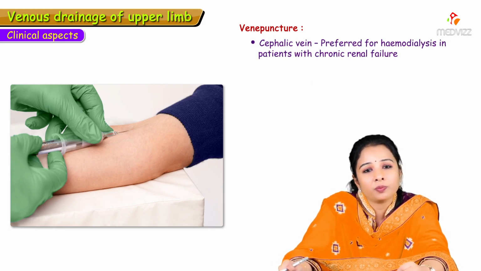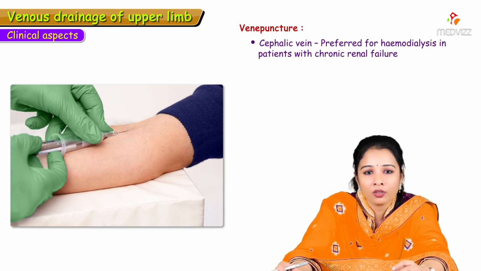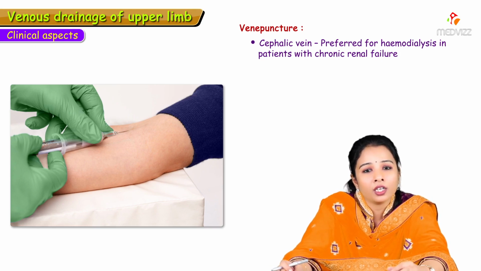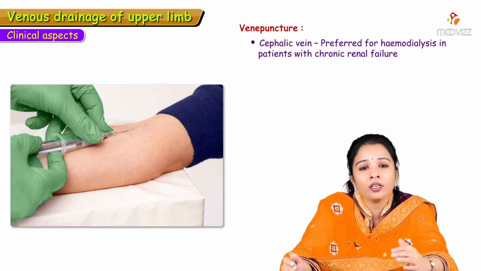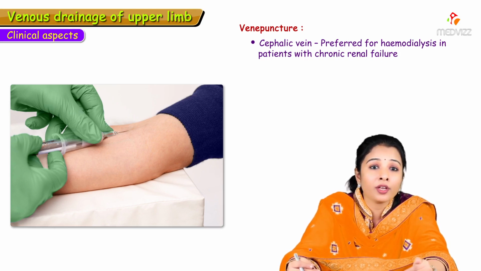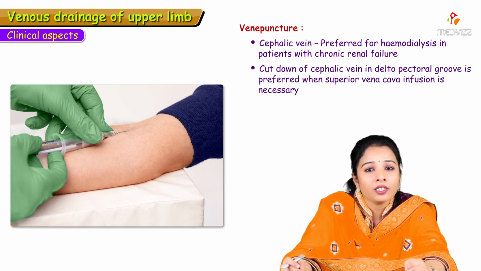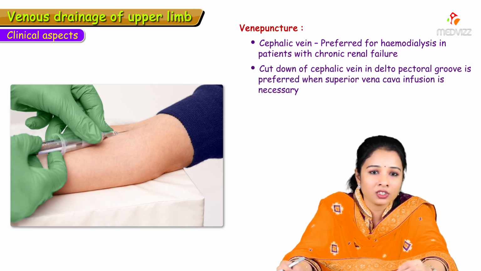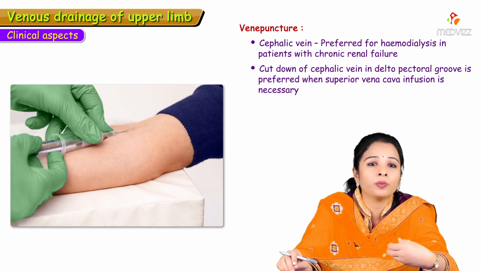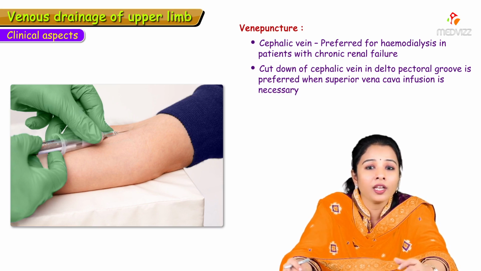The cephalic vein is preferred for hemodialysis in patients with chronic renal failure, that is kidney failure. They undergo hemodialysis where the waste products are removed from the blood. So for this procedure, the vein of choice is the cephalic vein. The cut down of the cephalic vein in the deltopectoral groove is preferred when superior vena cava infusion is necessary. So if you want to do any infusion to the superior vena cava, the cut down of the cephalic vein in the deltopectoral groove is often preferred.